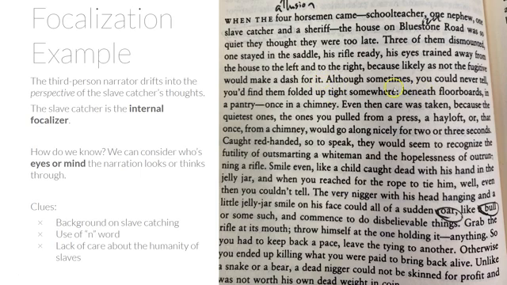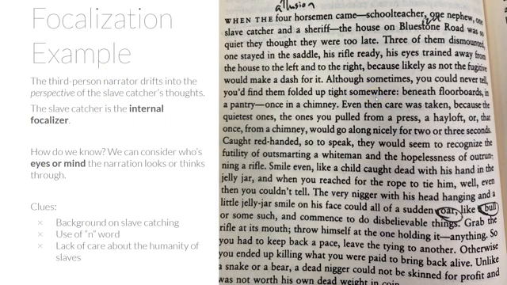And then it says, although sometimes you can never tell, you'd find them folded up tight somewhere beneath the floorboards, in a pantry, once in a chimney. Even then care was taken because the quietest ones, the ones you pulled from a press, a hayloft, or a chimney, would go along nicely for two or three seconds. So all of this is not what the narrator is telling us. This is all from the mind and the perspective of the slave catcher. So the third-person narrator is drifting into the perspective of the slave catcher's thoughts. So now the slave catcher is the internal focalizer, the person who is doing the viewing.